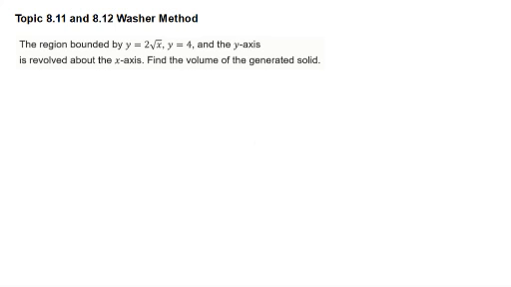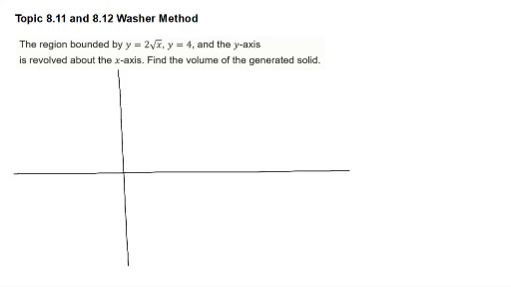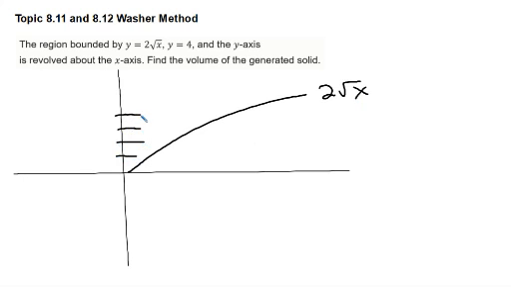So we've got a region. We've got 2 square root of x as our function. We have the horizontal line y equals 4. So there's y equals 4.